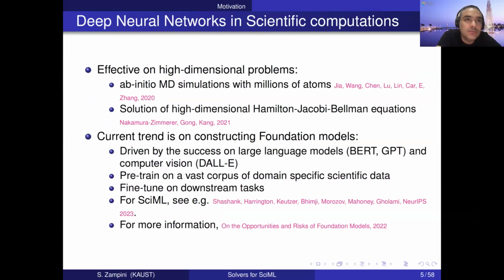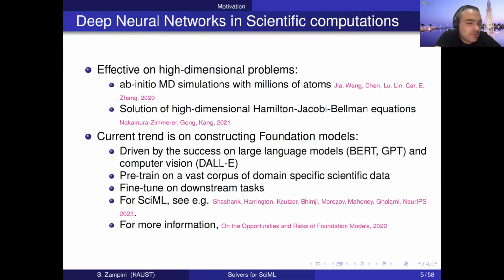Those methods provide new tools to tackle high-dimensional problems, and there has already been some success in the literature where data-driven, machine learning inspired methods have pushed the boundaries for some of the very challenging problems. Here I'm just listing a couple. One is molecular dynamics simulations, and another one is solving high-dimensional HJB equations.